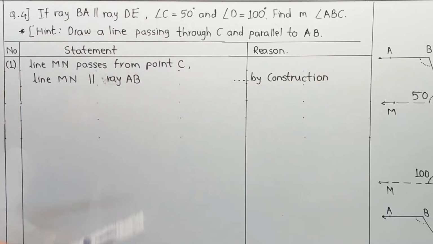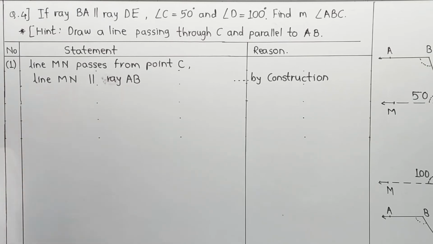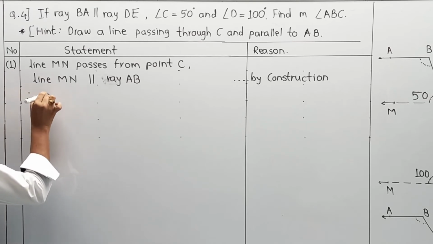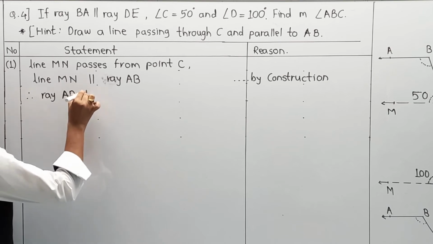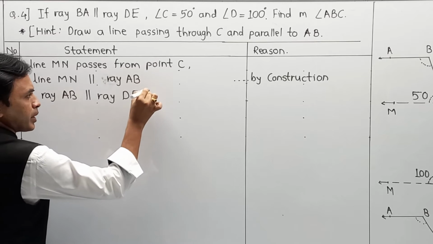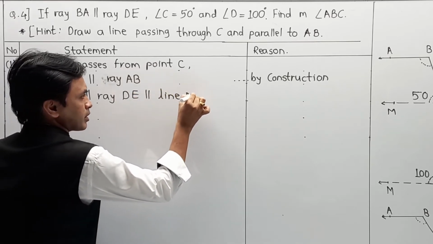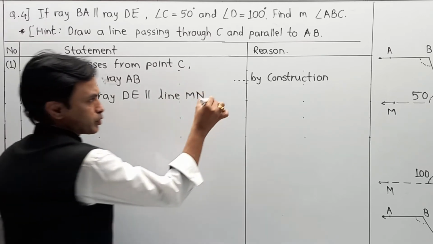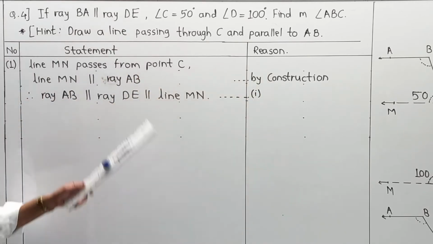Now automatically ray AB, ray DE and line MN all become parallel to each other. So I would write: therefore, ray AB is parallel to ray DE, which is parallel to line MN. Now this is one part of the proof, so I am going to give it as equation number 1 because it is required everywhere.